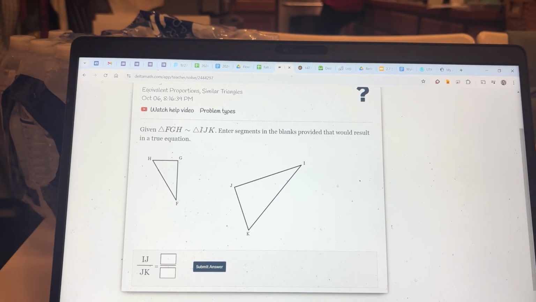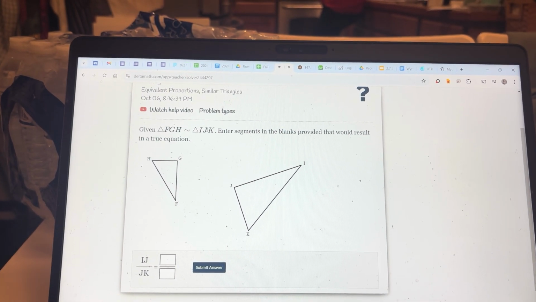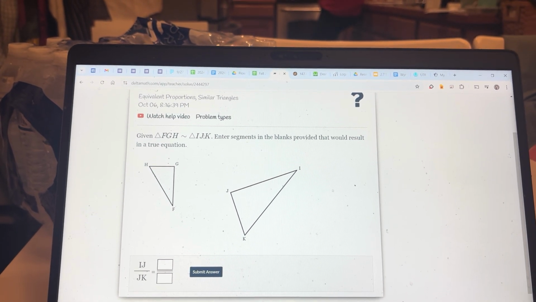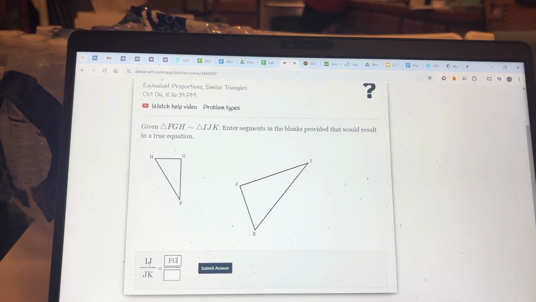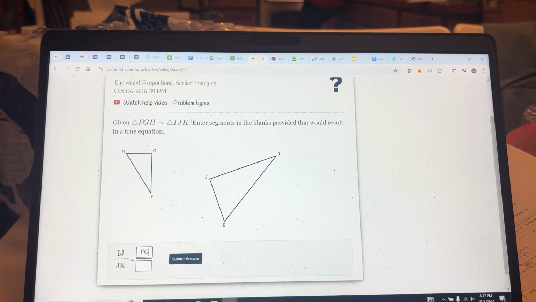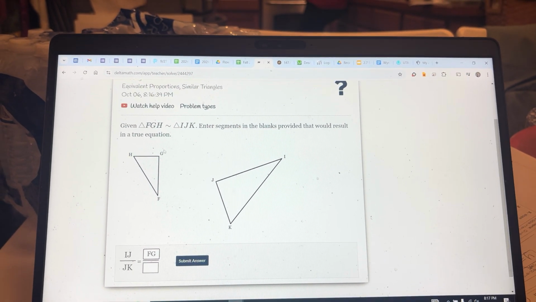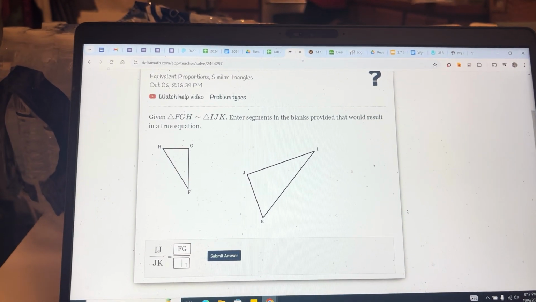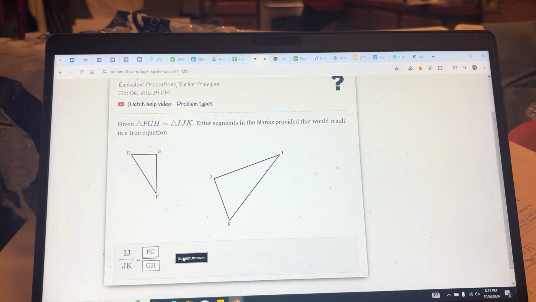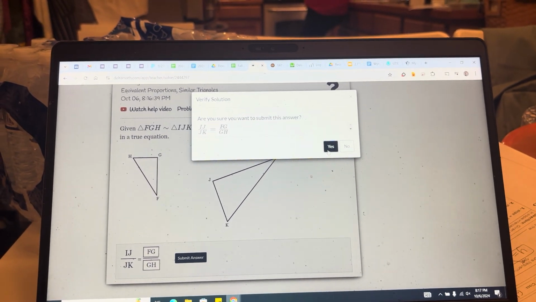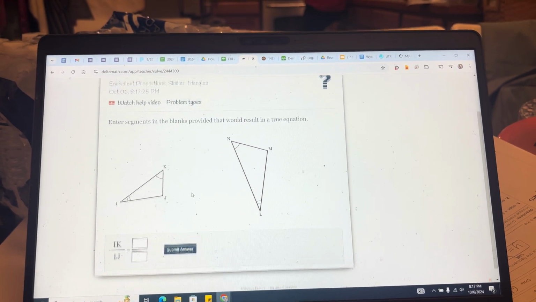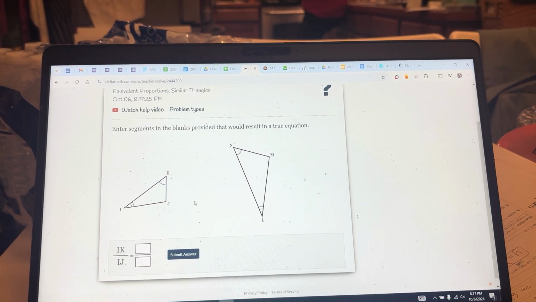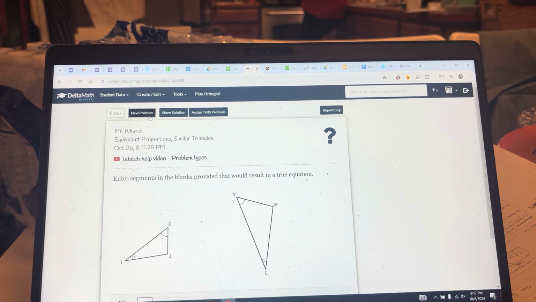Well, I can just look at my statement, IJ and JK. IJ is the first two letters. So over here, the first two letters are FG. Then JK, that's the second and third letter. The second and third letter over here is GH. Okay. And again, some people did struggle with this one. I'll try to look at another.